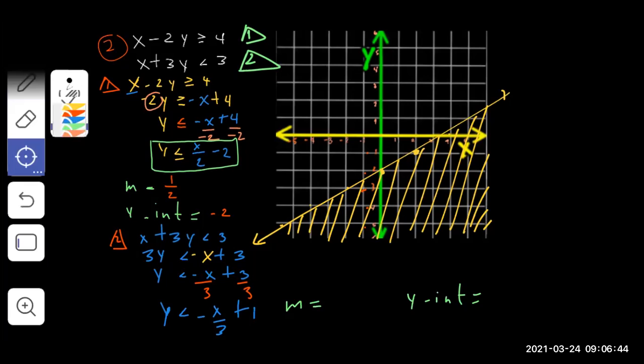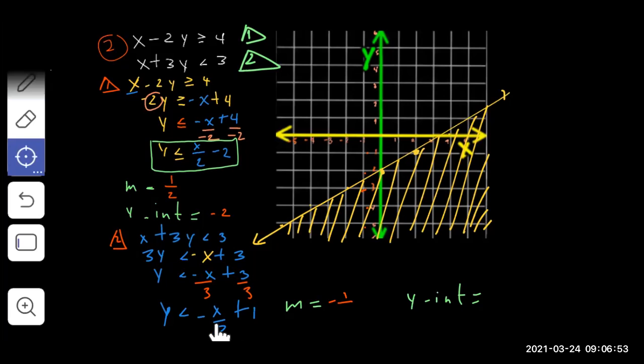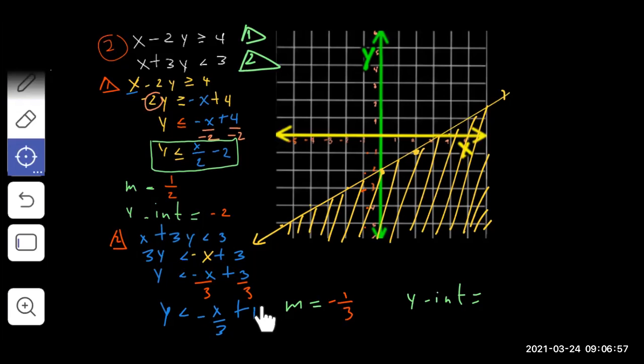What is this slope, guys? What is the slope here? Which number do I have here? Negative 1. And what is the denominator? Negative 1/3, right? Right here. And the y-intercept, the constant term, is 1.